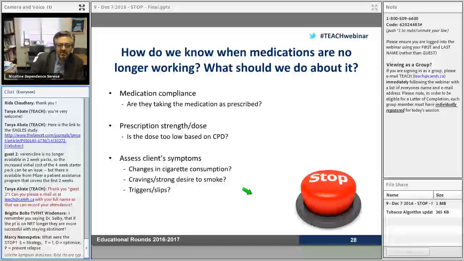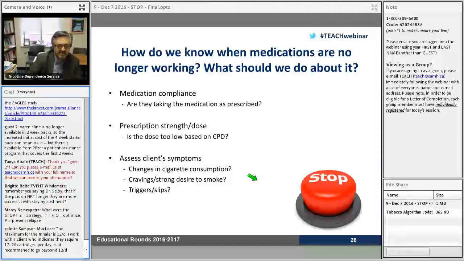So now coming back to the earlier questions, which is how do we know when the medications are no longer working and what should we do about it? So obviously, first things first, are they adherent to the treatment program? Many patients believe, I no longer need to take the medication because now I've quit and it's only been a day or 2 days or a week. So that's one thing, and really that most people are not completing their course of treatment.